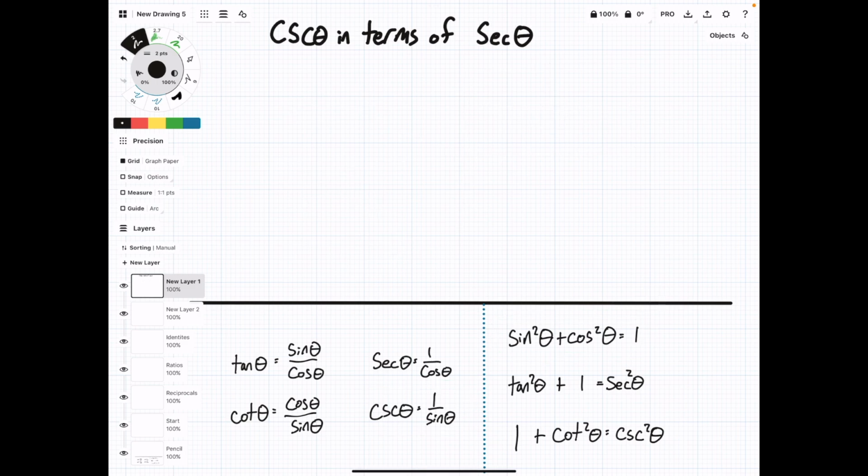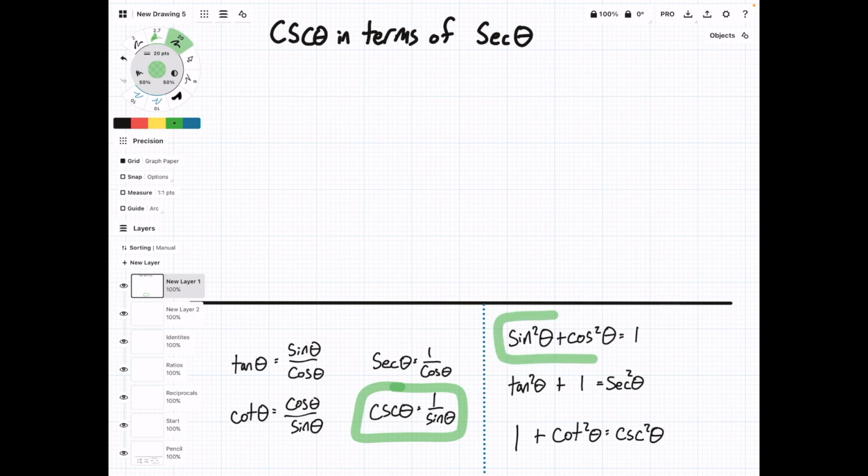To write cosecant theta in terms of secant theta, we're going to need to take a few steps. So to start off, we have our ratio here. Cosecant theta is equal to 1 over sine theta. Then we have to go from terms of sine to terms of cosine using this identity. And finally, we need to rewrite it using this identity where we can convert from cosine to secant. So let's write this all out.